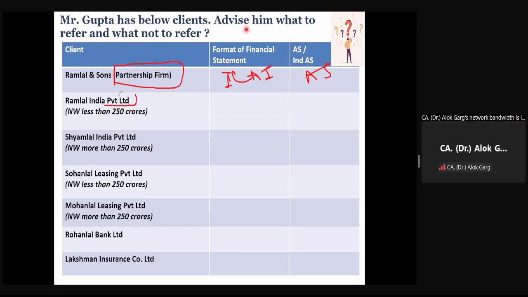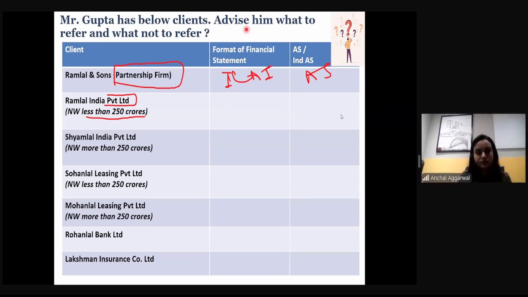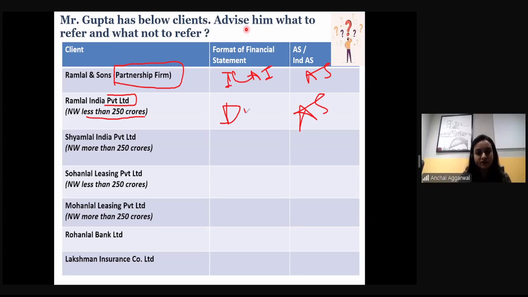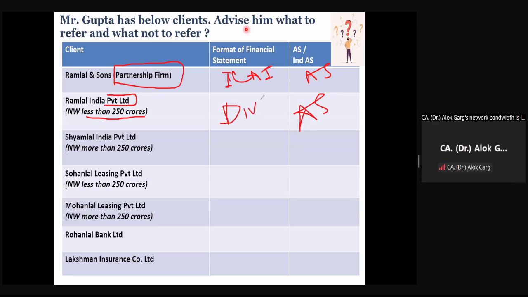Ramlal India Private Limited, now it is a corporate entity. Net worth is less than 250 crores. So AS will be applicable, because it is a private limited company, I mean an unlisted company. Which AS? The Accounting Standards under the Companies (Accounting Standards) Rules 2021. Then what is the format of financial statement? In this case, it should be Division 1, right? So Division 1 will be applicable here.